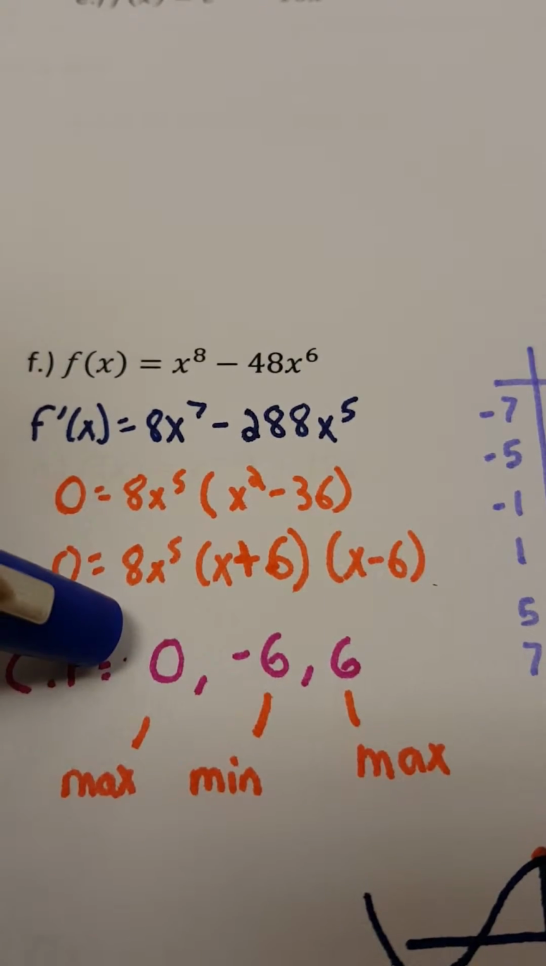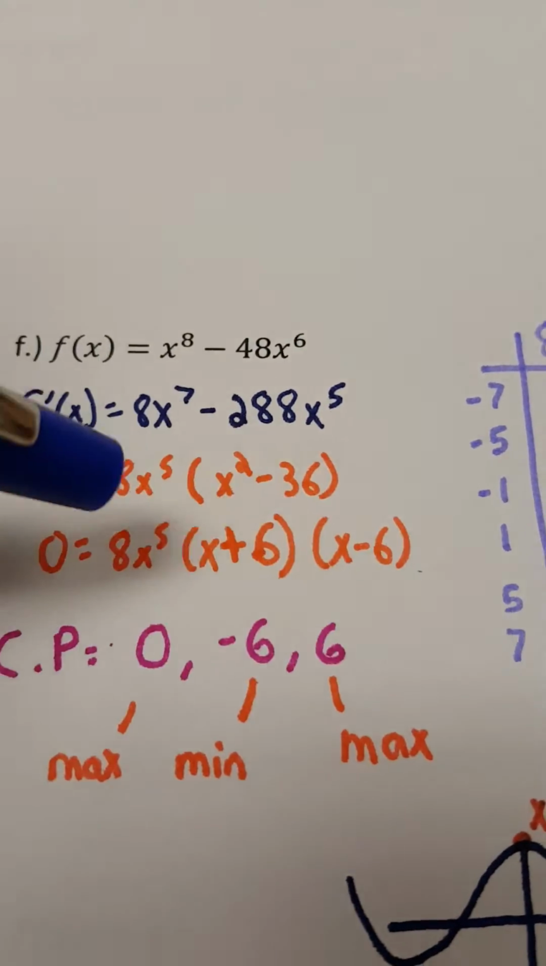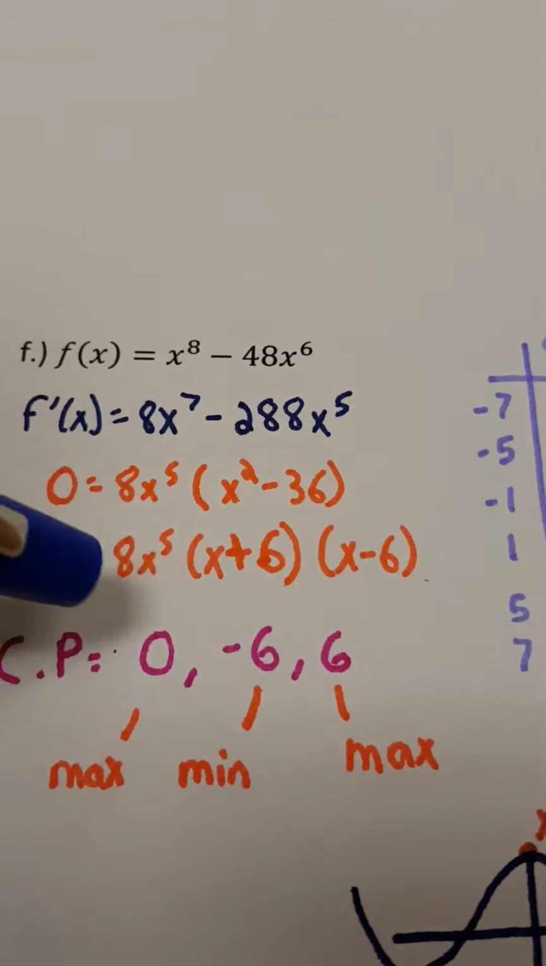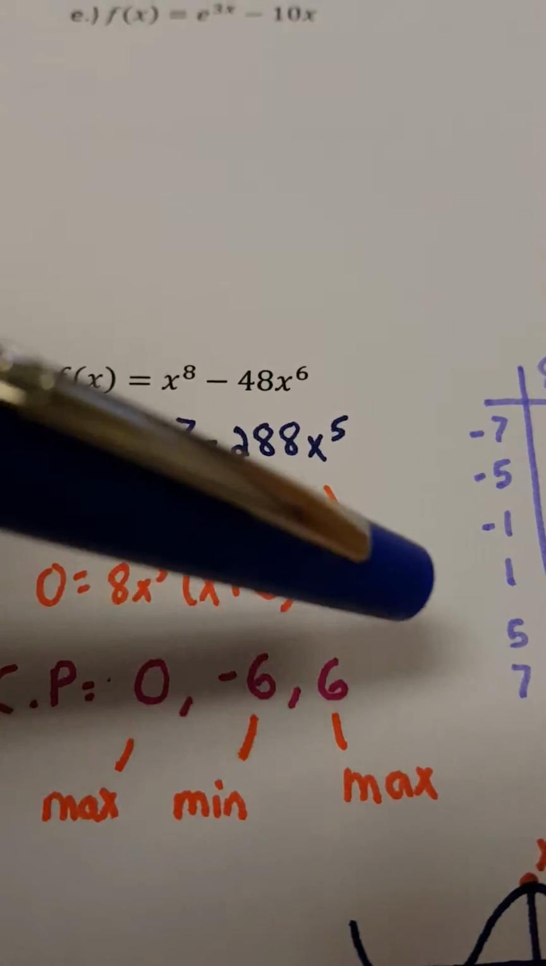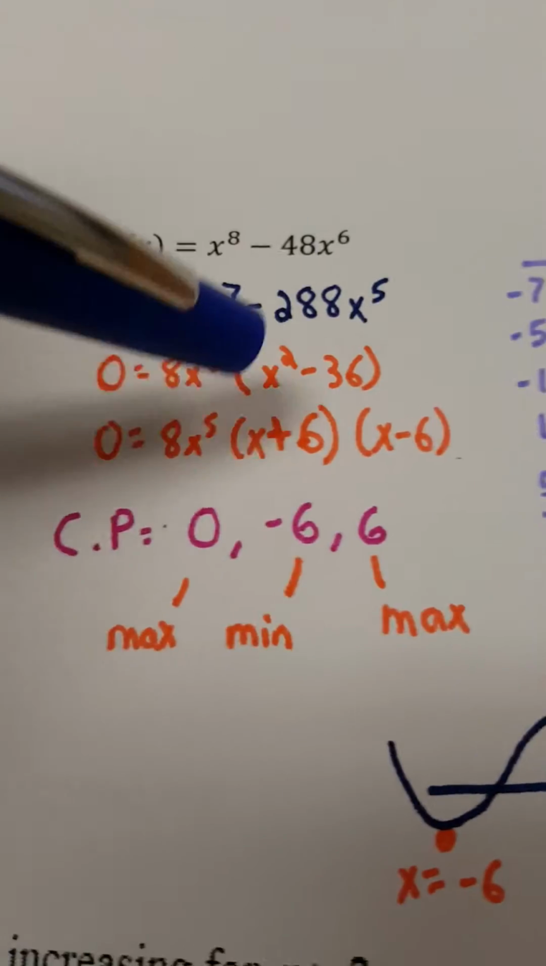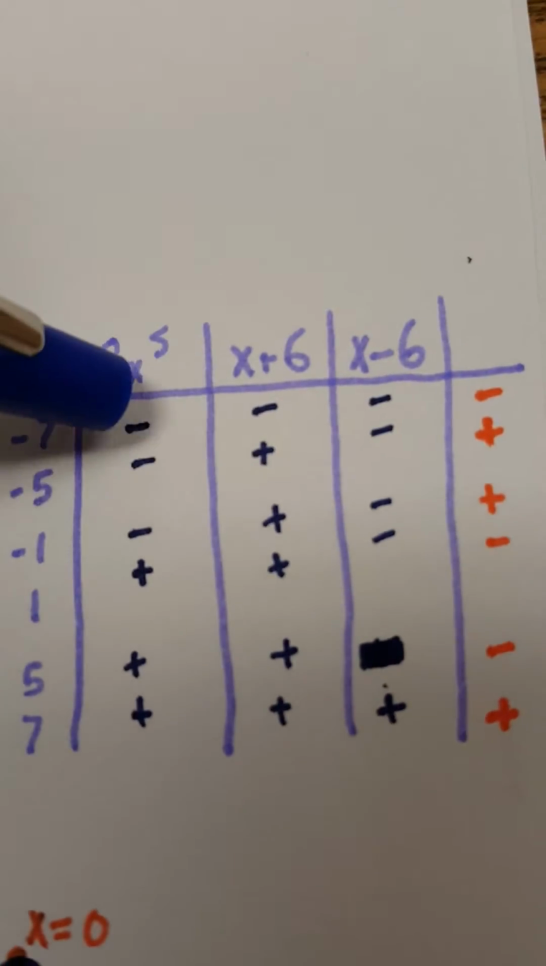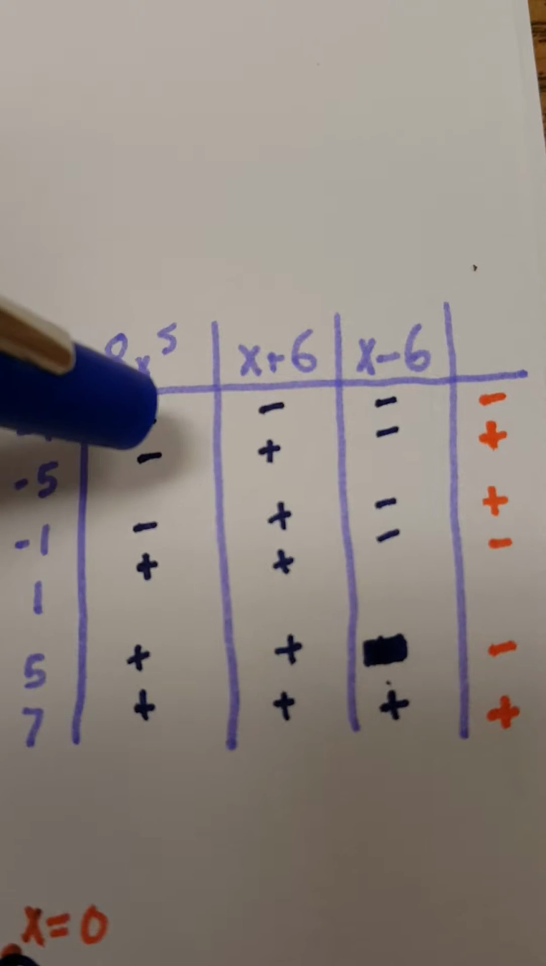Values close to 0, remember left to right, negative 1 and 1. Close to 6, 5 and 7. Now, because these are all being multiplied, these are the chosen numbers to look at. So I can go 8x to the 5th, x plus 6, x minus 6, because these are all being multiplied. And then I can just look at each number, plug it in, and see if you get a positive or a negative.